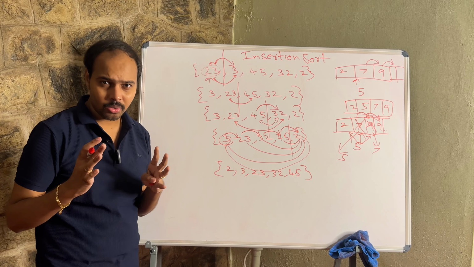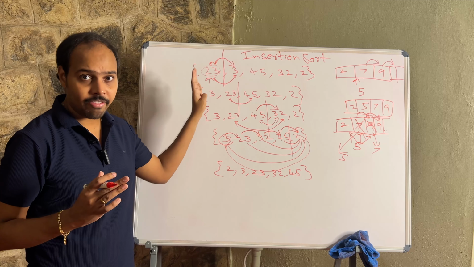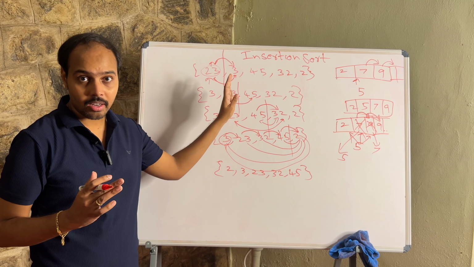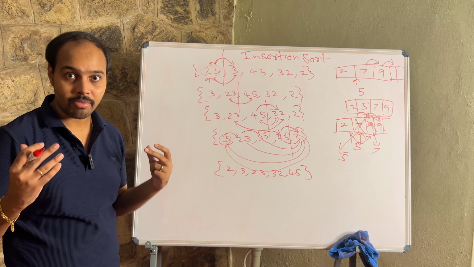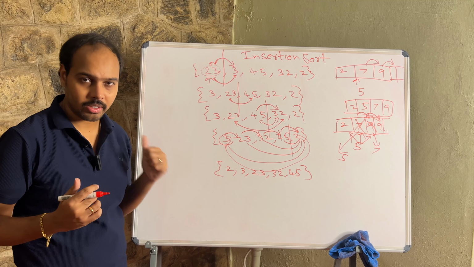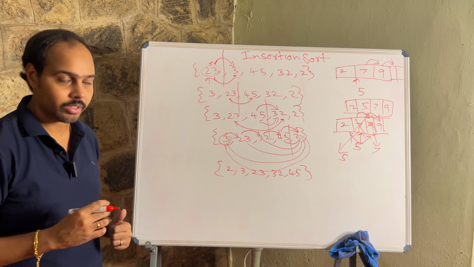So as you notice this, in every pass we are creating a sorted array in the left side. Can we implement this in code? Definitely. Let's do it.